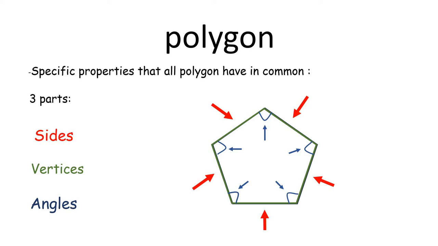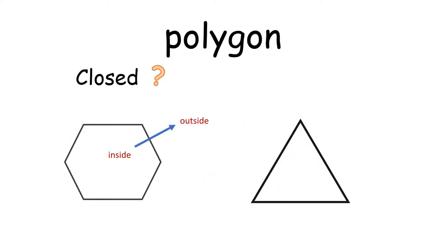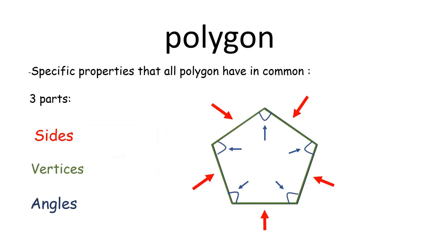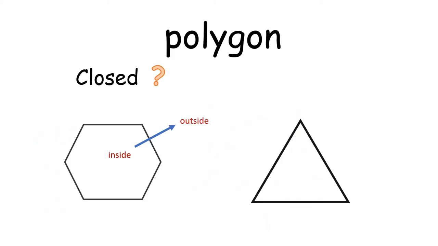In fact, in Greek, the word polygon means many angles. So all polygons have sides, vertices, and angles. This is one of the properties that all polygons should have in common. In this shape, there are 5 sides and 5 angles.